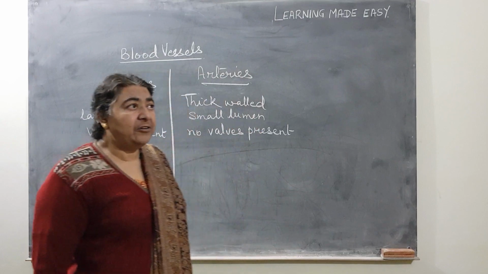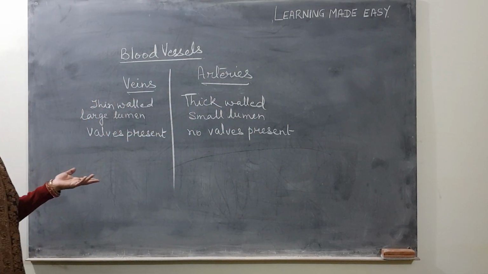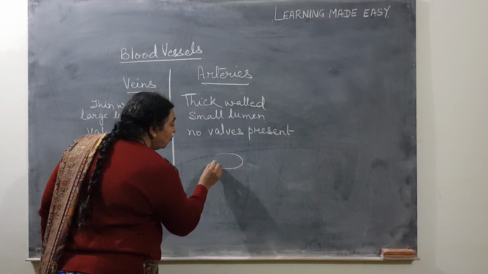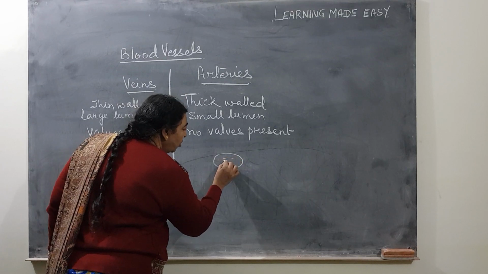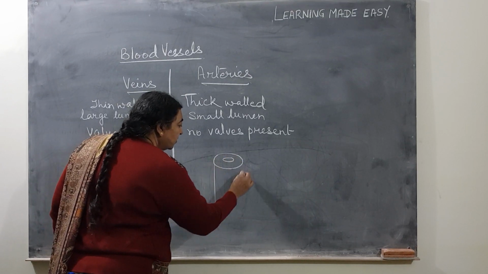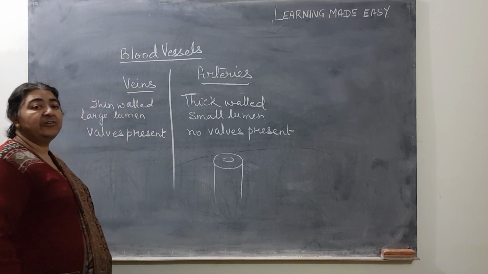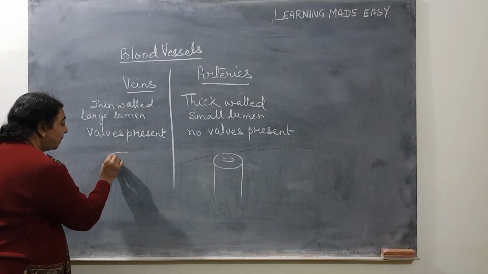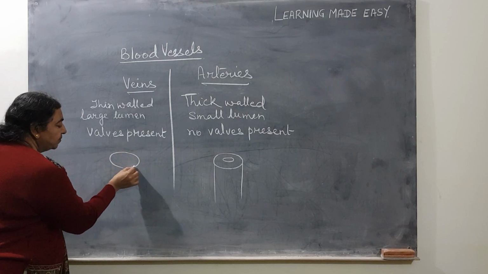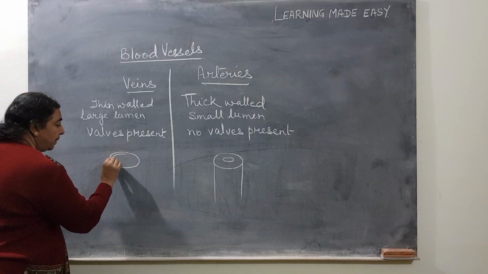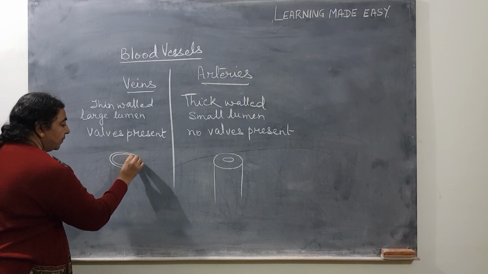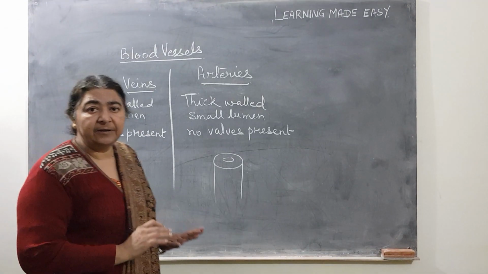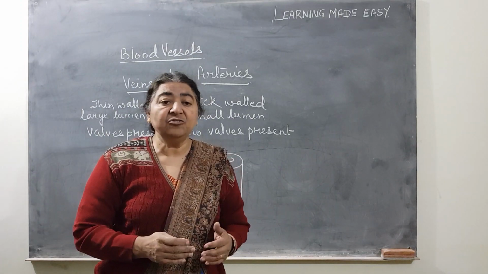When we are talking about arteries and veins, if we see a cut section of both of them, we can see that arteries are thick-walled, having very small lumen inside them. This is how we can draw an artery. But on the other hand, when we draw a vein, it should be thin-walled with large lumen. Now let's draw a cut section of both of these.